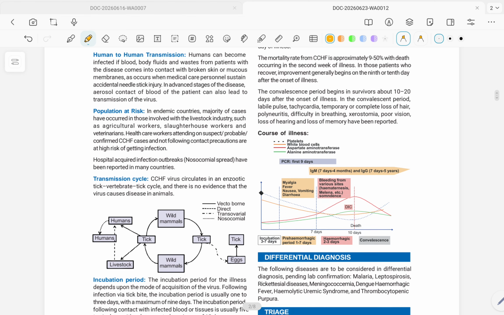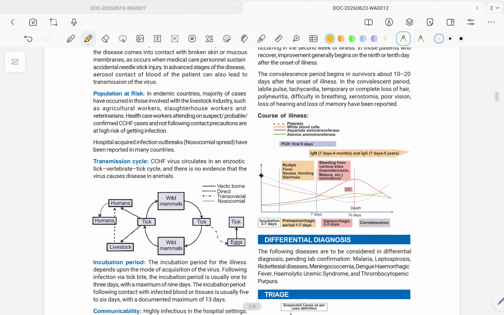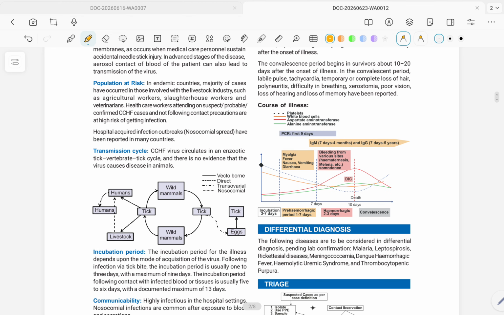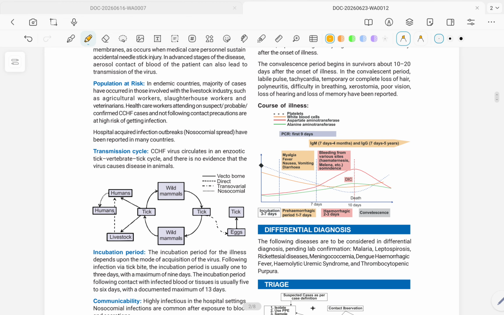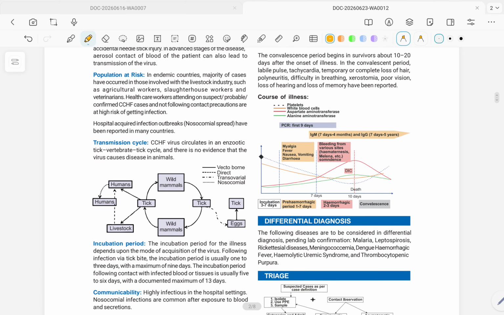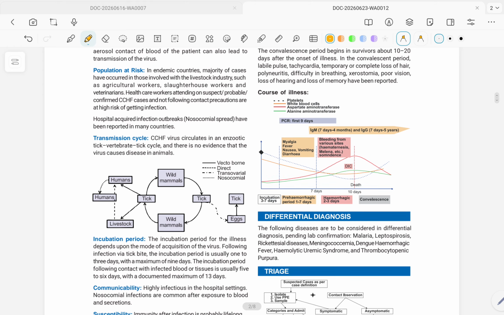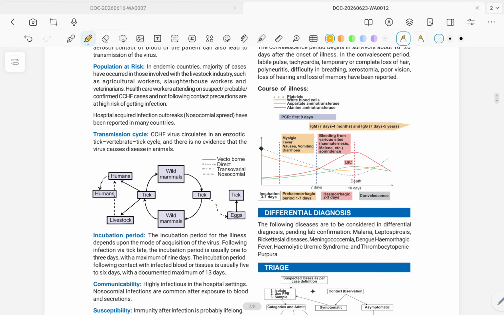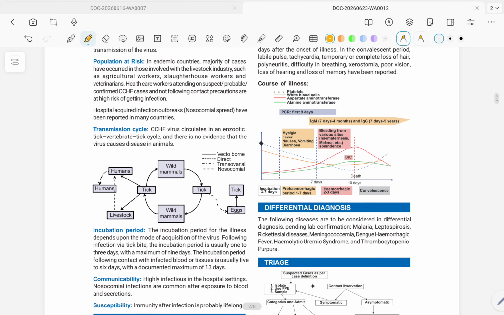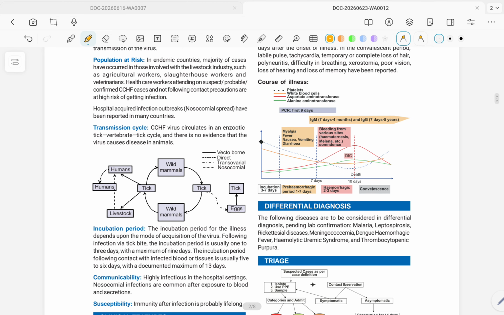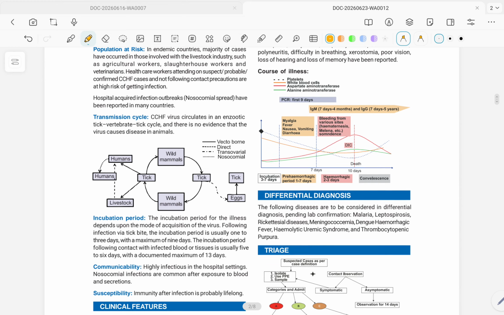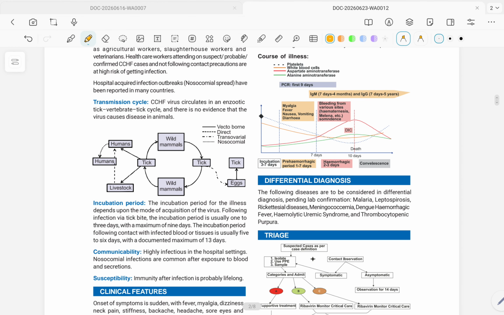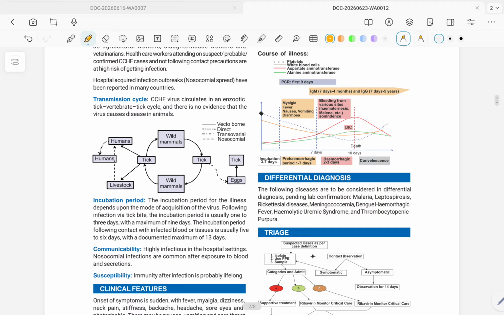Population at risk. In endemic countries, the majority of cases have occurred in those involved with the livestock industry, such as agriculture workers, slaughterhouse workers, and veterinarians. Healthcare workers attending on suspect, probable or confirmed CCHF cases and not following contact precautions are at high risk of getting infection. Hospital acquired infection outbreak. Nosocomial spread has been reported in many countries.